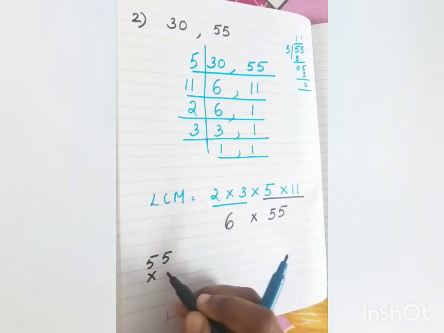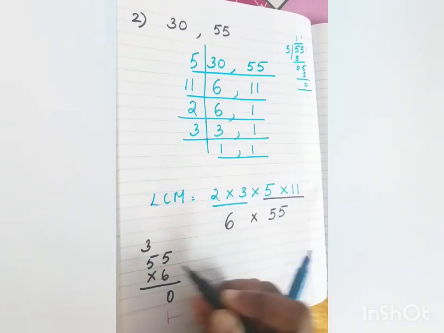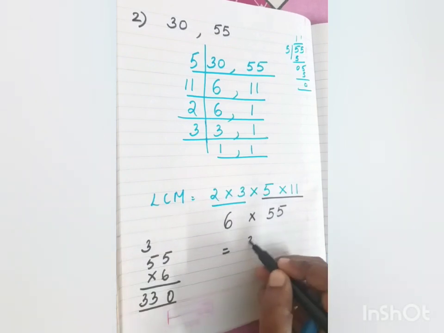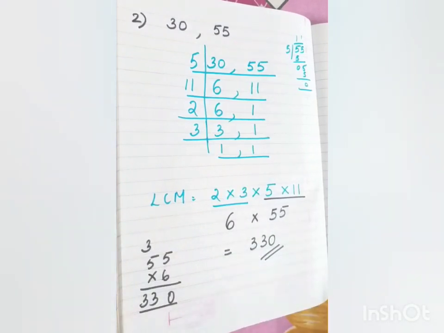Now let us multiply and check the answer. 55 into 6. 6 5s are 30, plus 3, 33. So therefore, the LCM is 330. So isn't this easy, children?